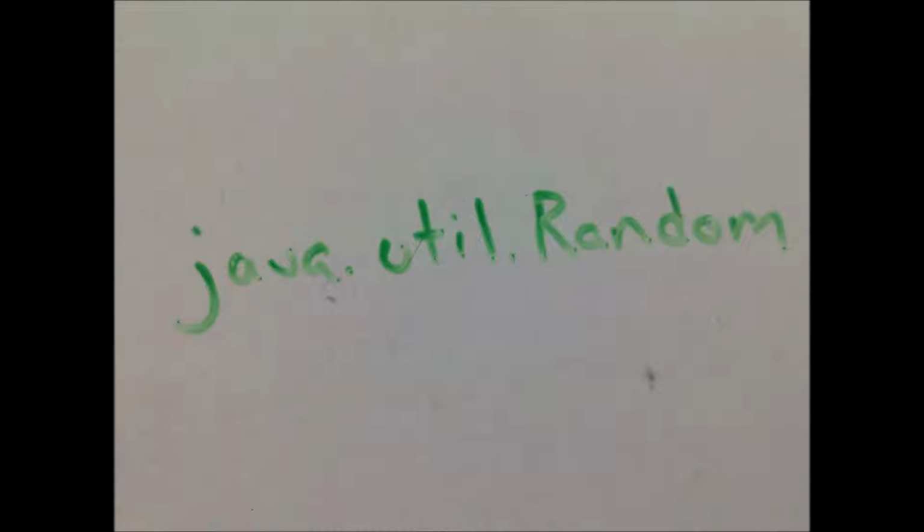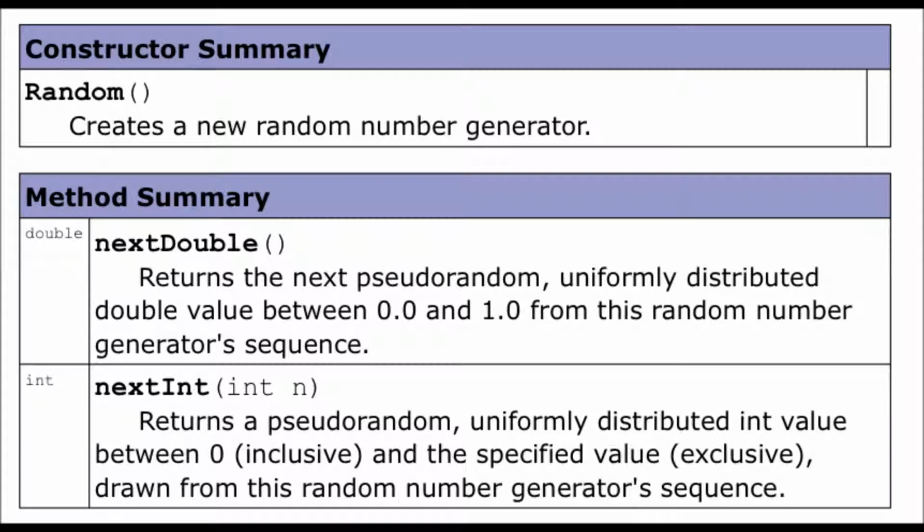java.util.Random. Random is probably the most fun of all the classes in the java.util package. Any sort of game or in-depth simulation will generally need some sort of randomness in order to work the way we want. Let's take a look at it now. Random creates a new random number generator. nextInt returns a pseudo-random, uniformly distributed int value between 0 inclusive and the specified value exclusive. These are the methods that you will likely find most useful. The constructor is very basic and requires no arguments.